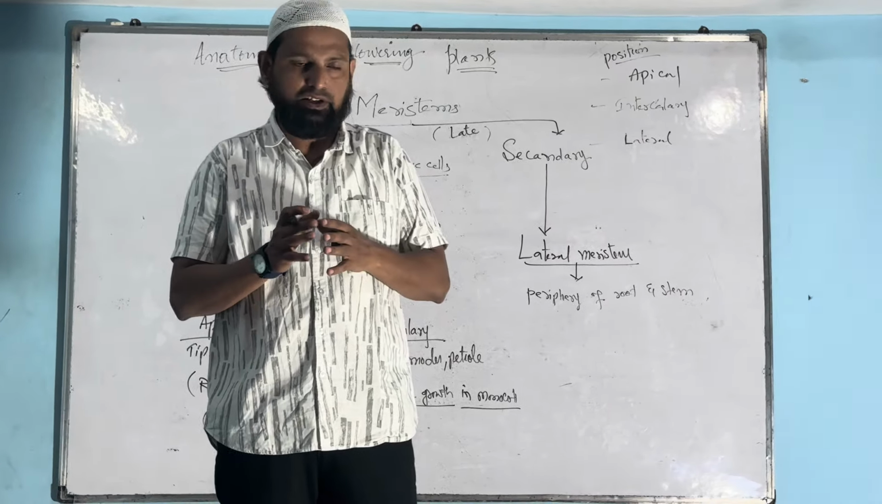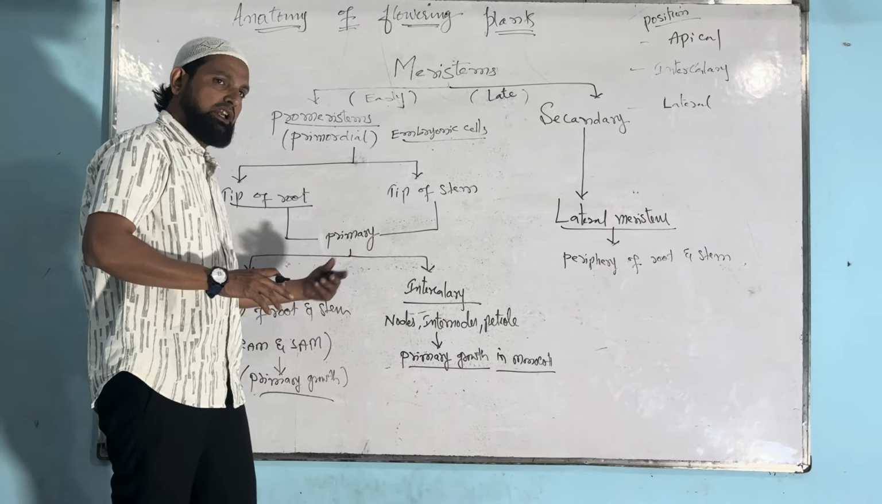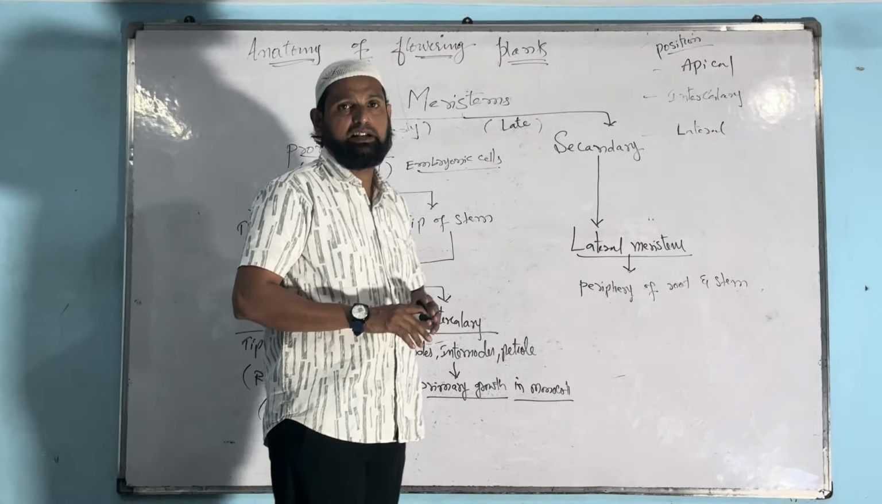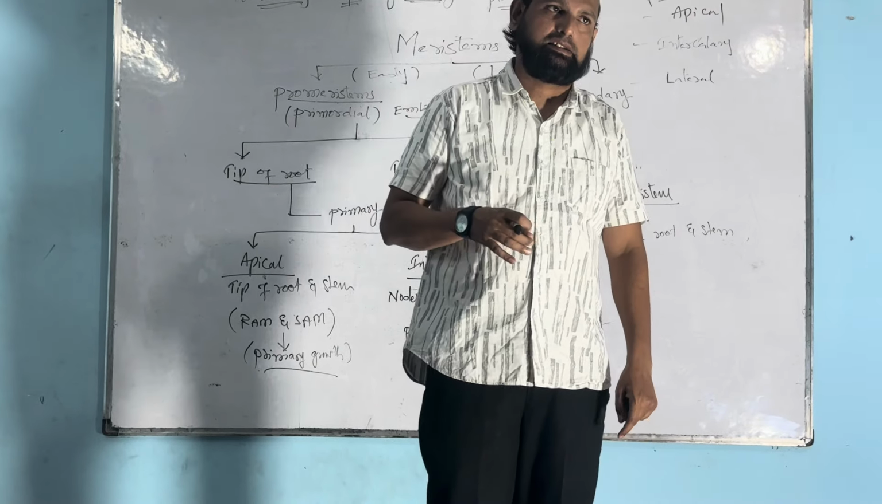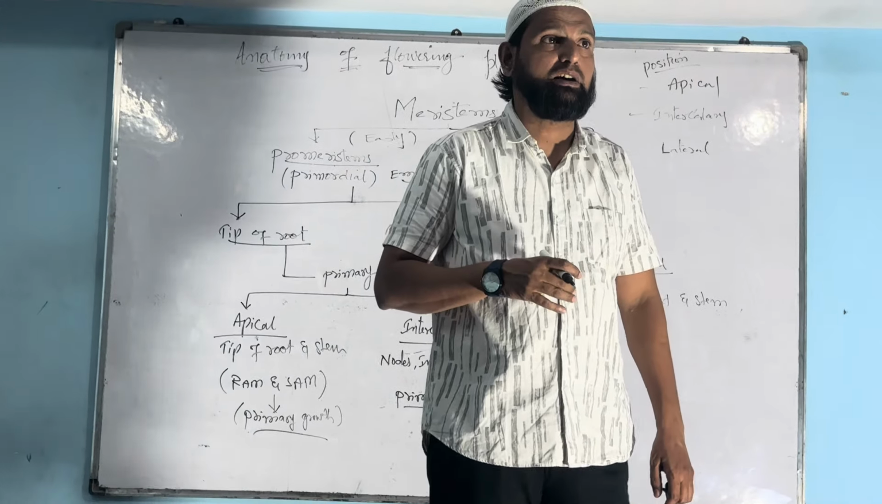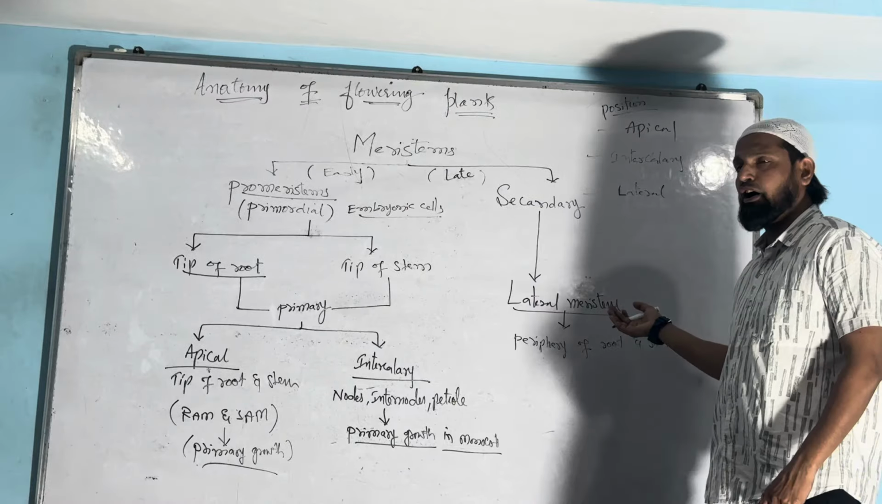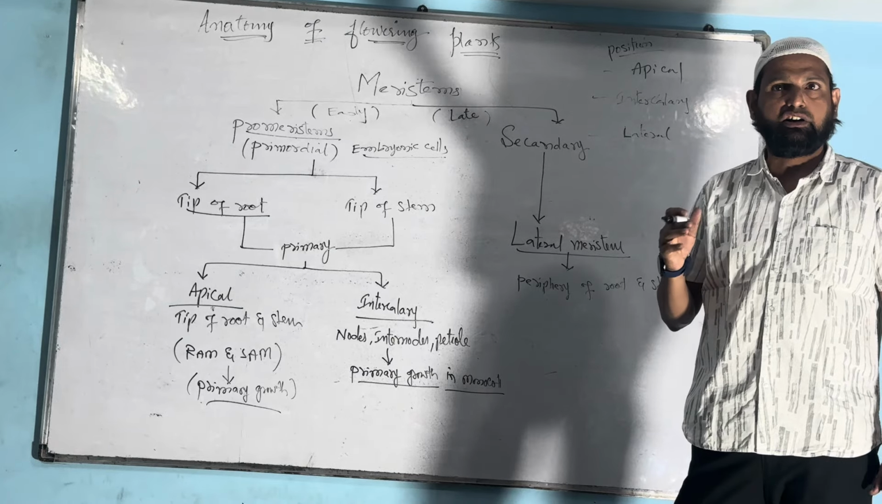So what is the function of the apical and intercalary meristem? Primary growth, and primary growth in monocots, right? Whereas lateral meristem helps in secondary growth in dicots. What I have used the word dicot, it means the lateral meristem we cannot observe in monocots.